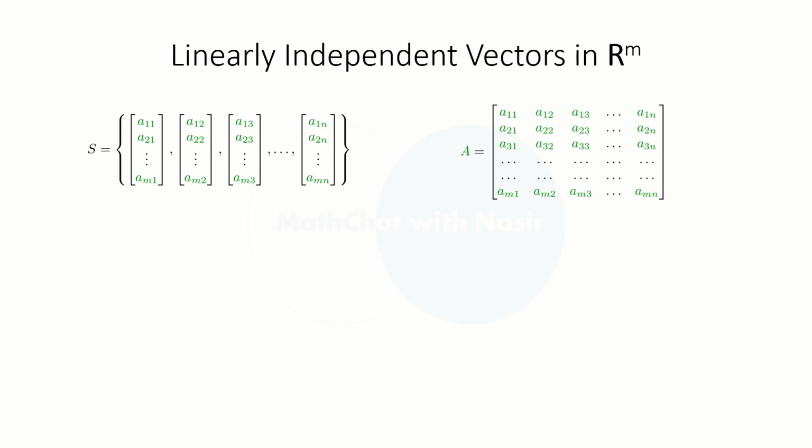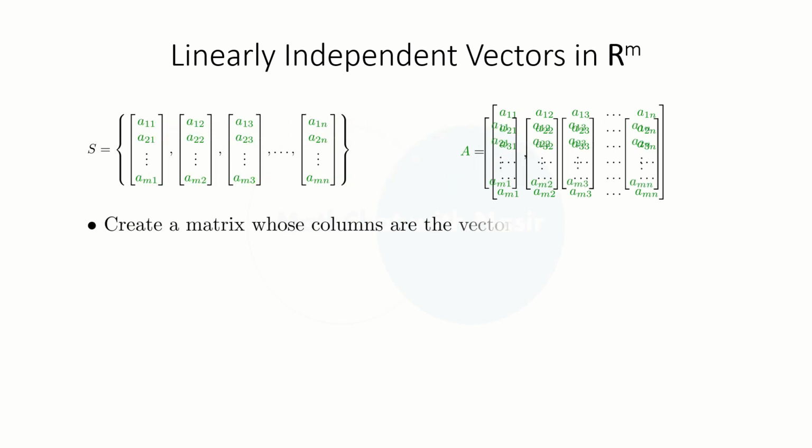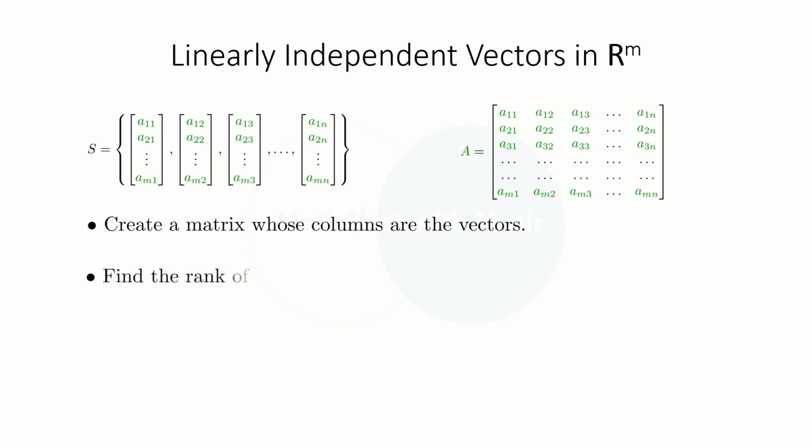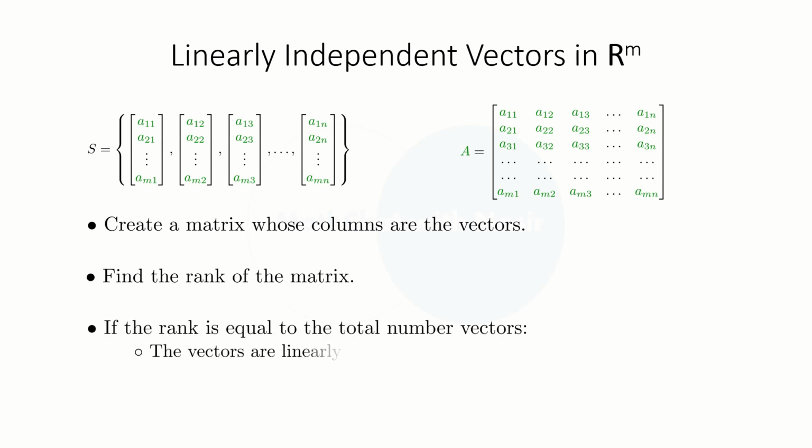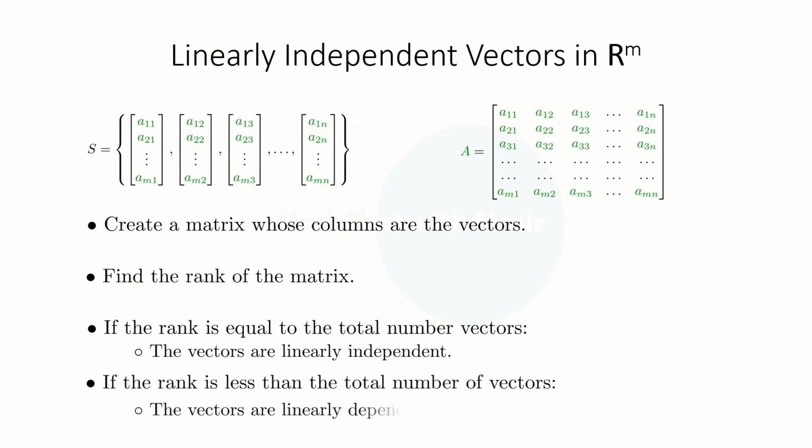Let us summarize the method to determine linear independence. Step 1. Create a matrix A whose columns are the vectors. Step 2. Find the rank of the matrix A. If the rank of A is equal to the number of vectors, the set S is linearly independent. And if the rank of A is less than the number of vectors, the set S is linearly dependent.